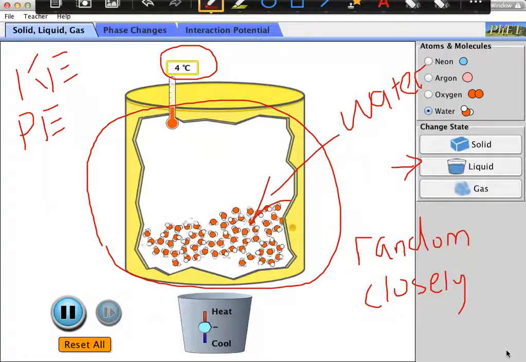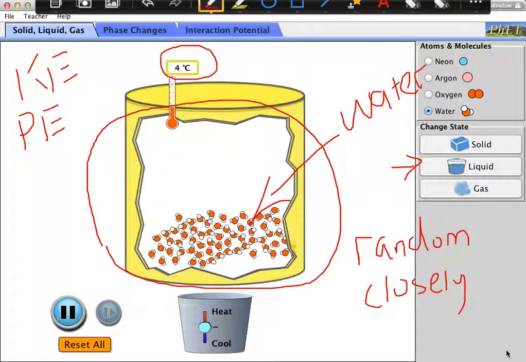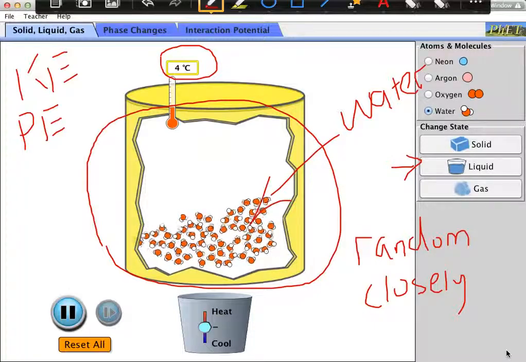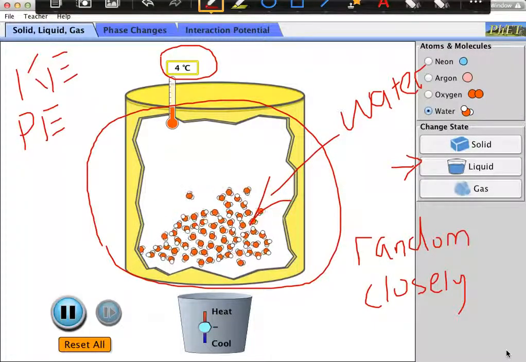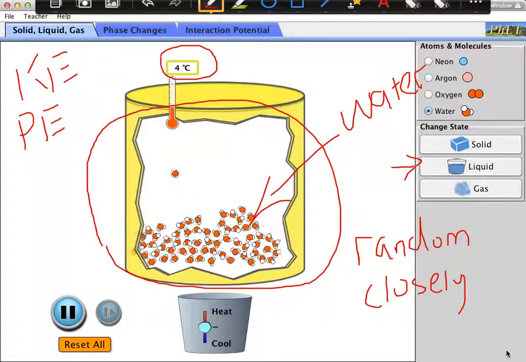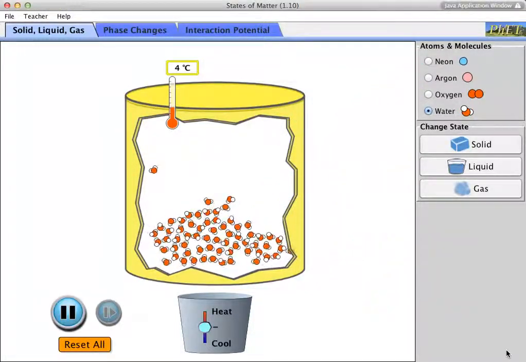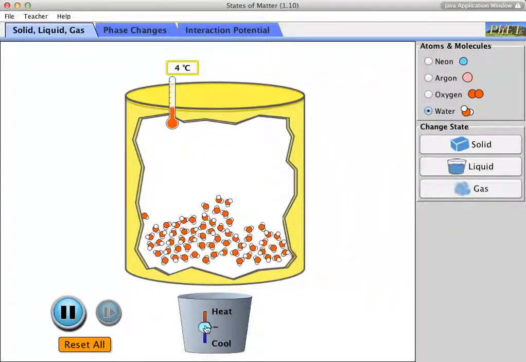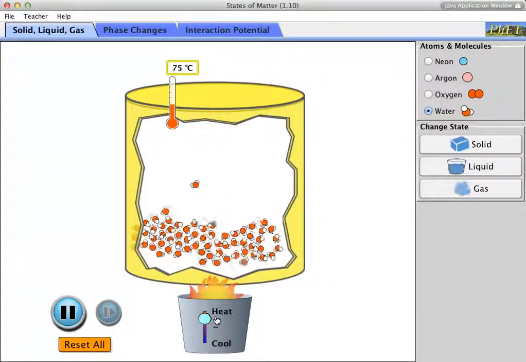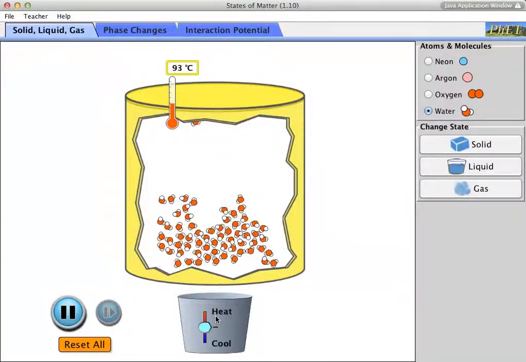What I'm going to do now is increase the temperature from 4 degrees Celsius to maybe about 80 degrees Celsius by heating it. I want you to observe the motion, and not only the motion, but also the space between the molecules. Let me heat it up. Okay, I'll stop, around 93 degrees Celsius.